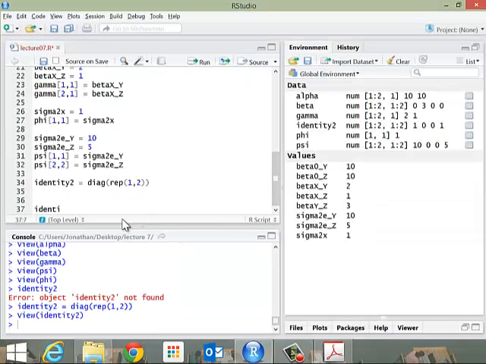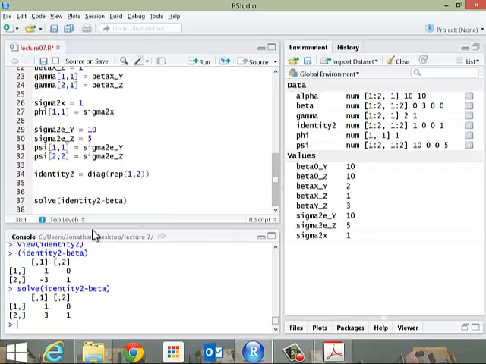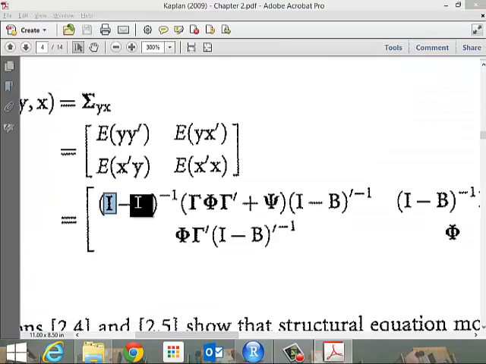identity 2 minus beta. Well, that thing itself, that is what I get, right? That's our matrix, but I have to take the inverse of that. So the inverse of that I can find by taking the solve command. I think. Is that it?